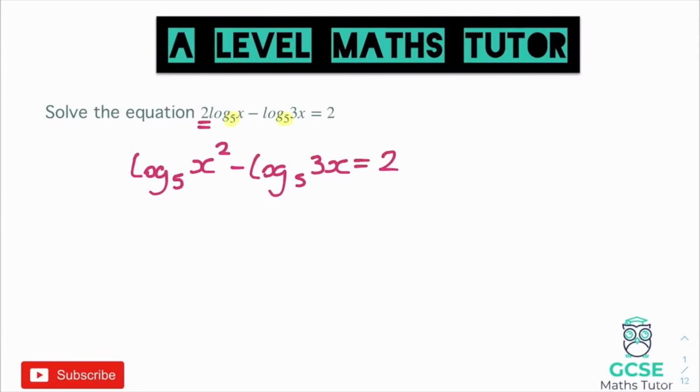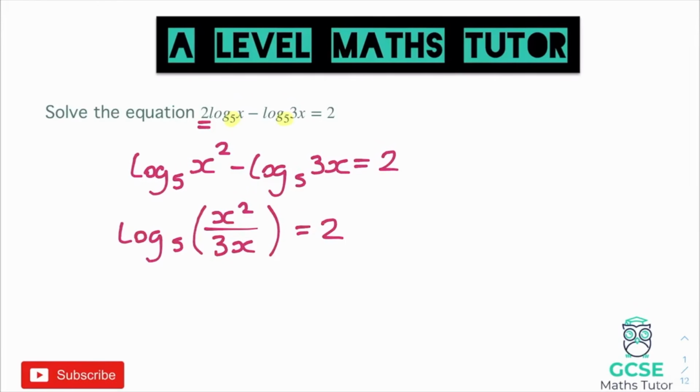So we're going to have here log base 5 of x squared over 3x, and again you can put that in brackets if you want, and that is equal to 2. Okay, so we're going to have to deal with this log now. As we only have the log on the one side, we can't just cancel it out from both sides. We're going to use our power rule here.